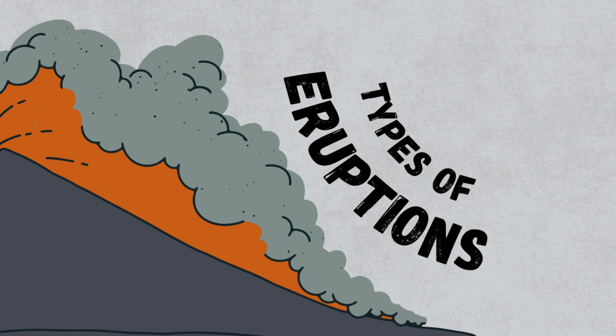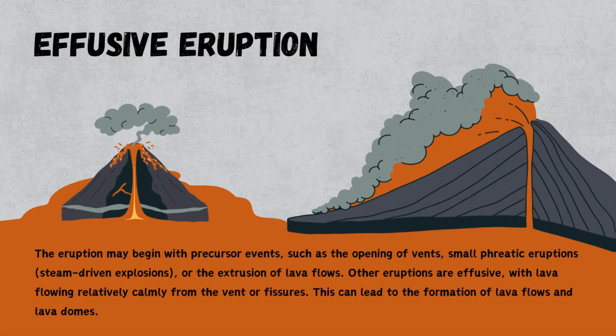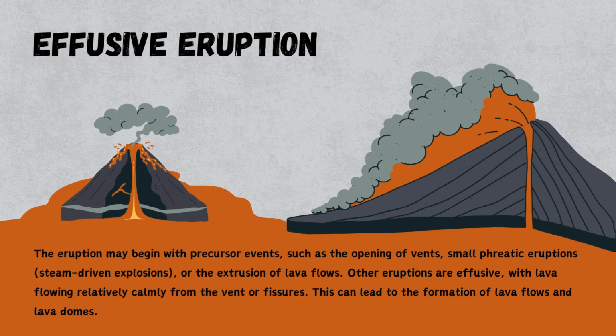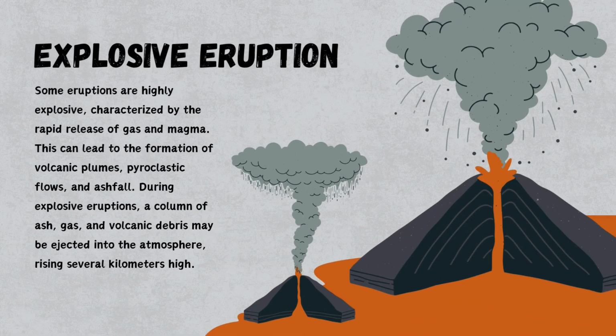Types of eruption. The eruption may begin with precursor events, such as the opening of vents, small phreatic eruptions, steam-driven explosions, or the extrusion of lava flows. Other eruptions are effusive, with lava flowing relatively calmly from the vent or fissures. This can lead to the formation of lava flows and lava domes.